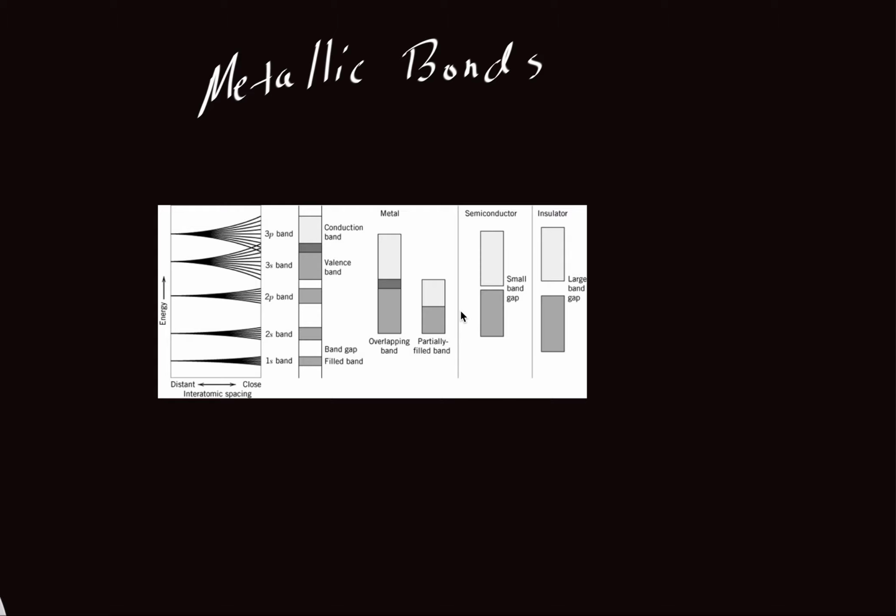Hi everybody, so in this video we're going to take a look at metallic bonds, and we're going to use this really nice diagram from Klein and Dutrow that explains not just metallic bonds, but a theory that was developed to explain their behavior, a theory called band gap theory.